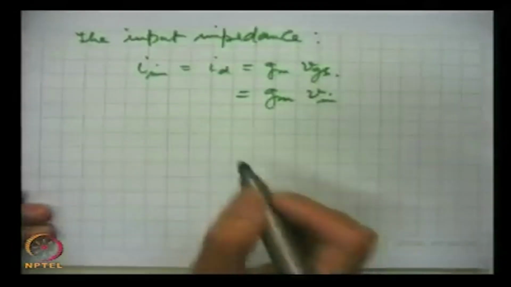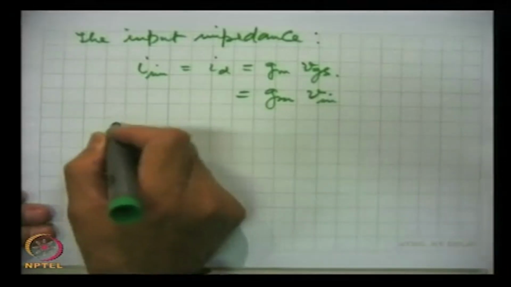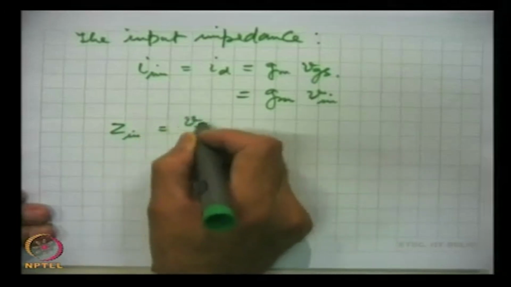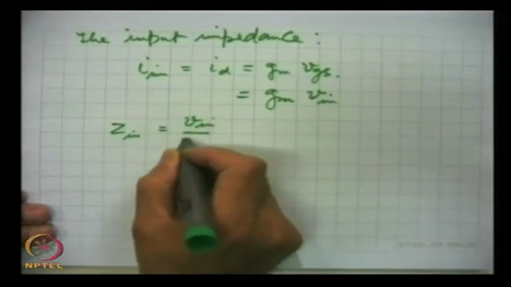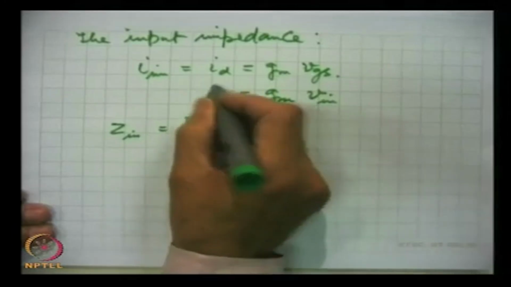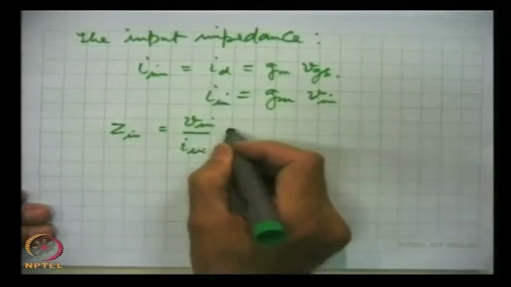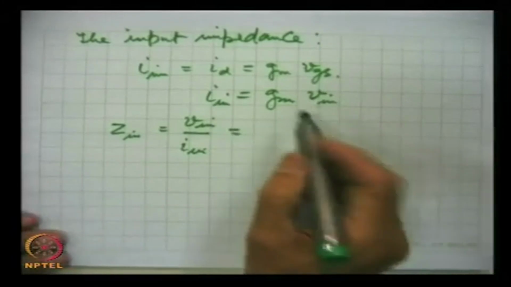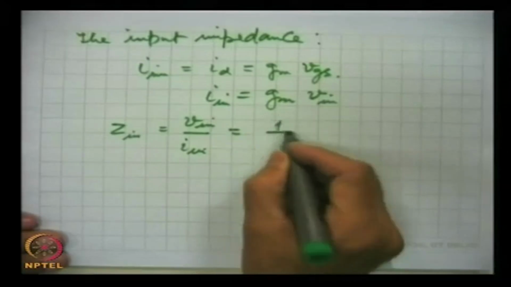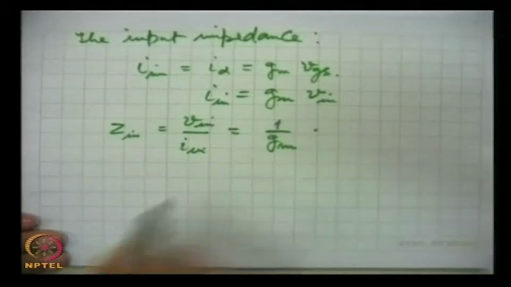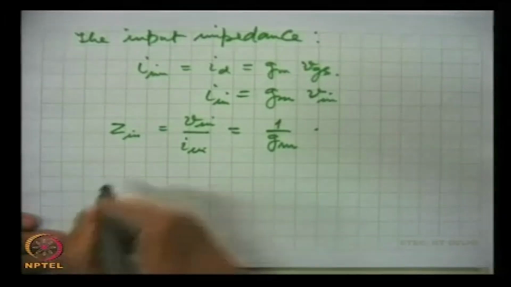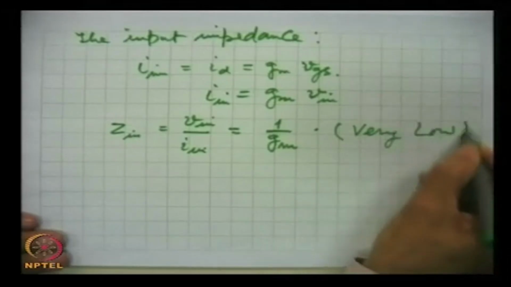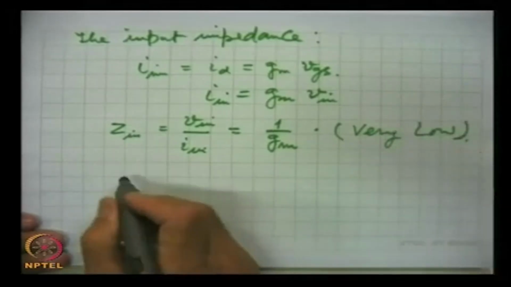Therefore, Z in is equal to V in by I in. This is I in, and this is simply equal to 1 by GM. So, this is a very low input impedance.